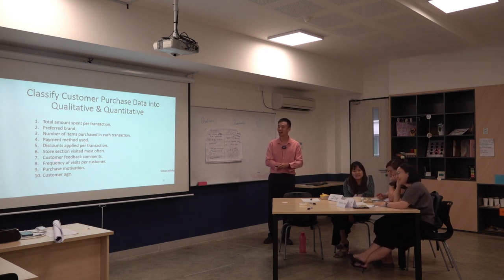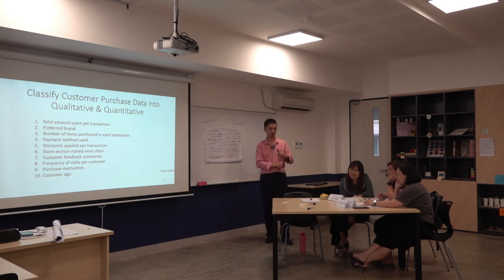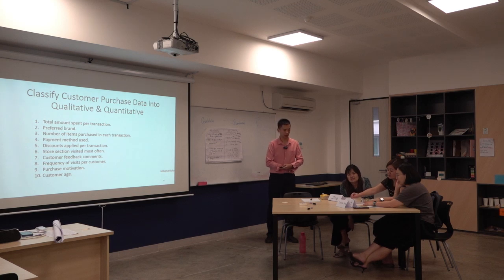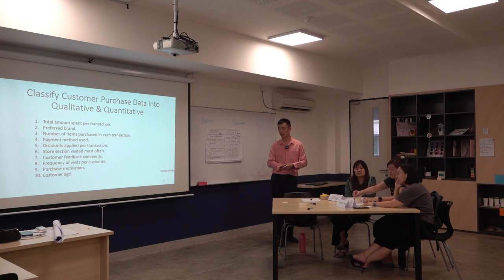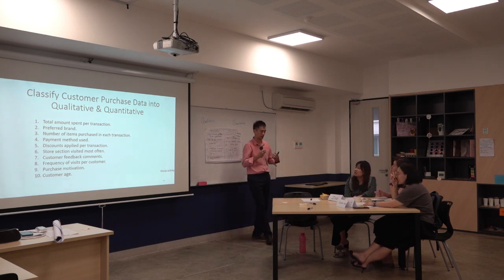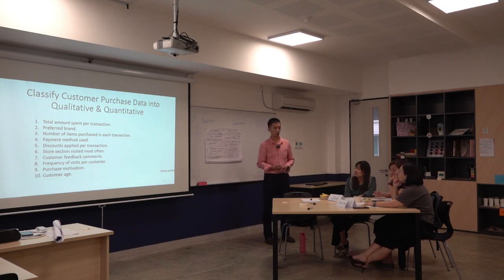Number seven, customer feedback comment. It's the comments or the opinions of the customer, so this one belongs to the qualitative. And number eight, frequency of the visit per customer. Because frequency is a number, this is quantitative. And number nine, purchase motivation. What motive makes the customer come to the supermarket? This is qualitative. And item number 10 is about the age of the customer. So this one is a quantity.